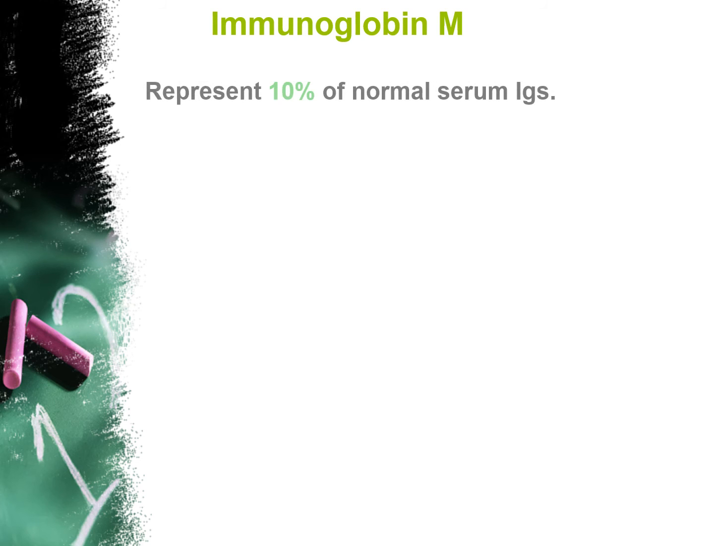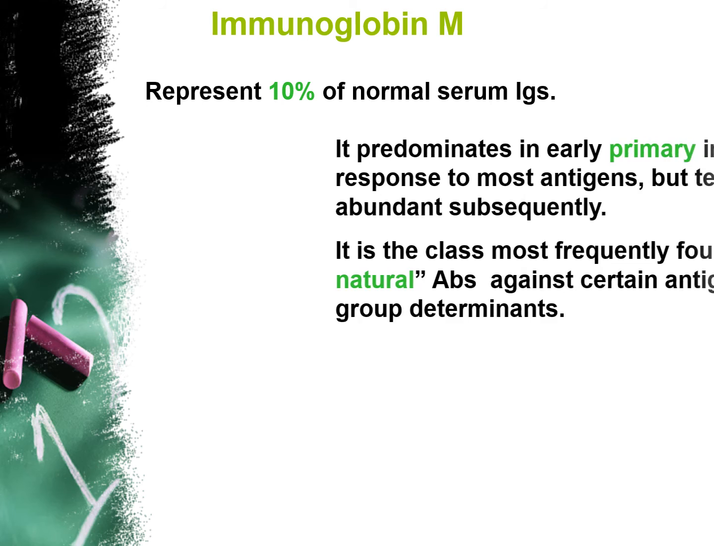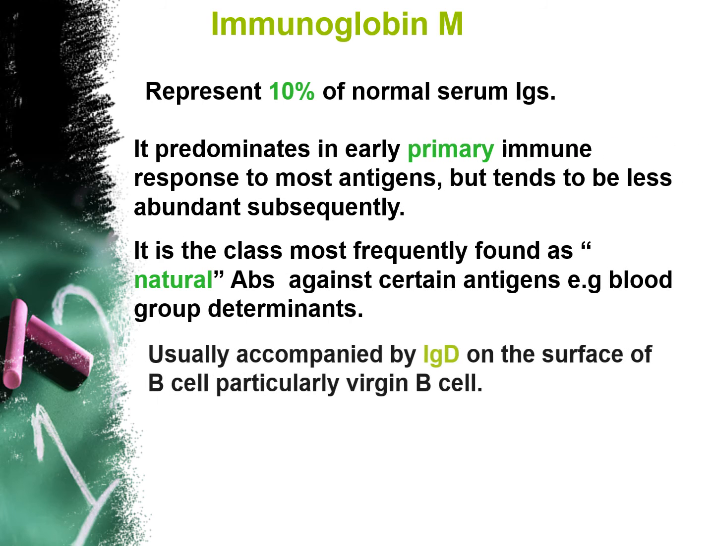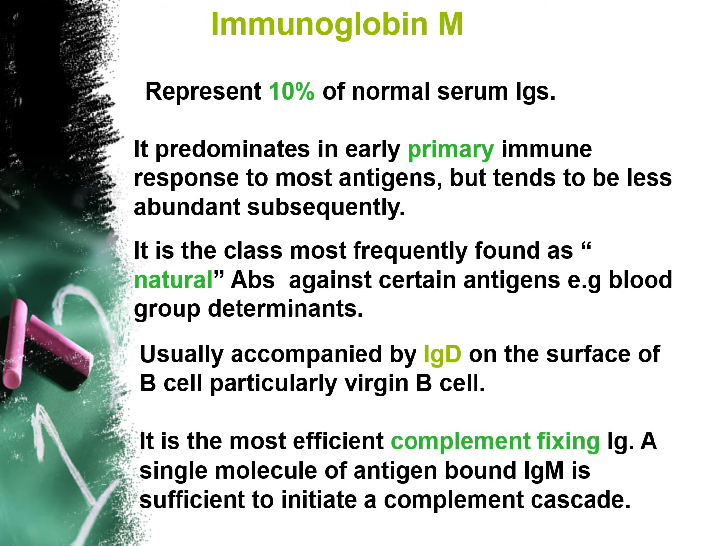Immunoglobulin M represents about 10% of normal serum immunoglobulins. It predominates in the early primary immune response to most antigens, but tends to be less abundant subsequently. It is the class most frequently found as natural antibodies against certain antigens, such as blood grouping determinants, usually combined with immunoglobulin D on the surface of B cells, particularly virgin B cells. It is the most efficient complement-fixing immunoglobulin. A single molecule of antigen bound to immunoglobulin M is sufficient to initiate the complement cascade.